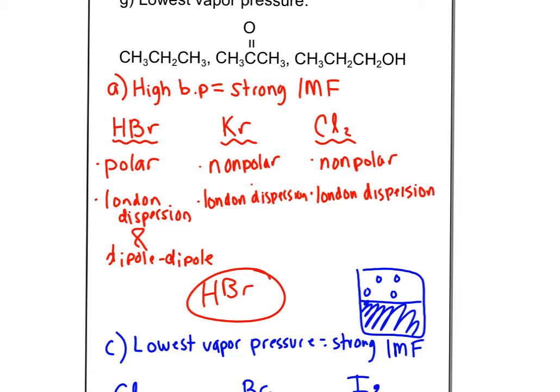So that means because we have a polar molecule here, this guy will experience London dispersion, because everything has London dispersion, and dipole-dipole. This guy just has London dispersion. This guy just has London dispersion. I want the strongest intermolecular forces. That's going to be HBr.